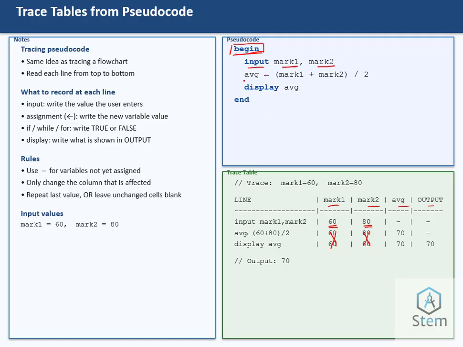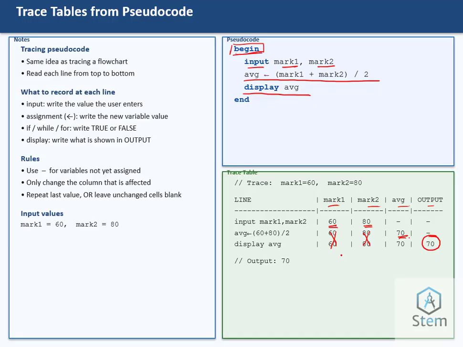The next instruction is this one. Average is equal to mark 1 plus mark 2 divided by 2. So average, we find it's 70. Then we display average. Well, the display is going to be 70. That's our trace table.